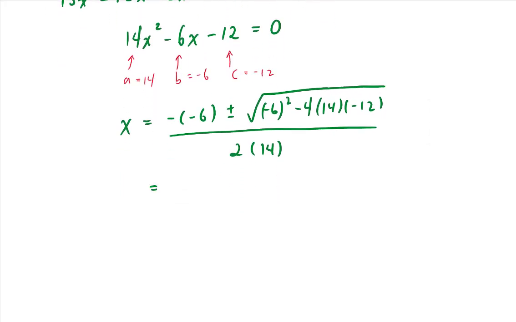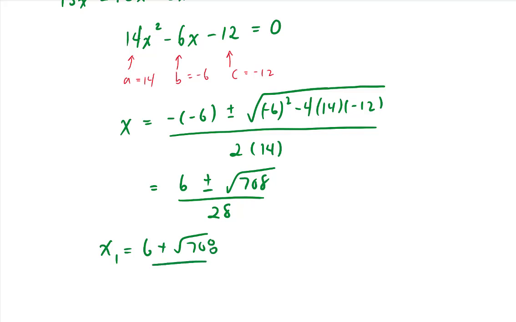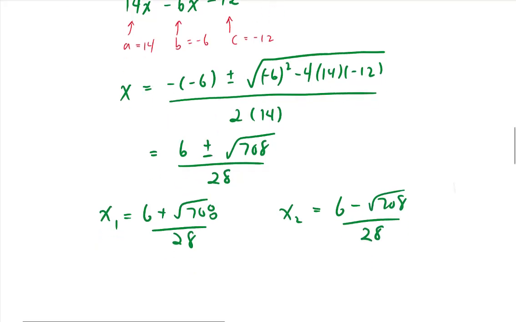So let's simplify our expression. We get positive 6 plus or minus, and then we need to determine what is underneath the square root sign. So try that. So we end up with 708 all over 2 times 14, which is 28. So we end up with x1 equals 6 plus the square root of 708 divided by 28, and x2 equals 6 minus the square root of 708 divided by 28.